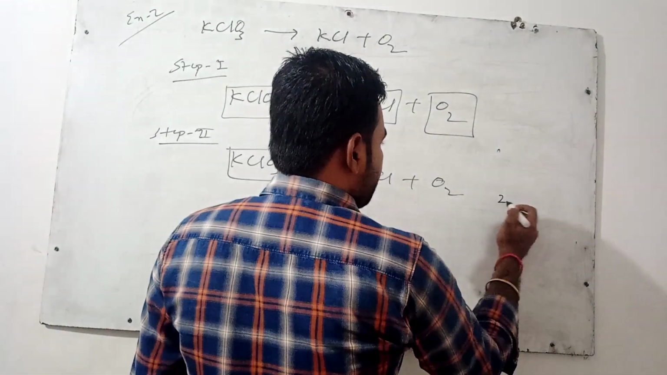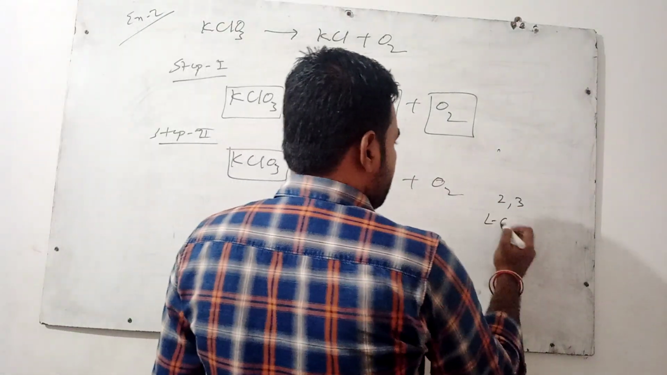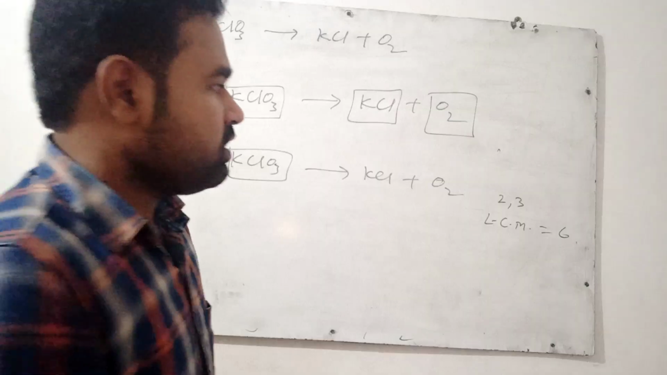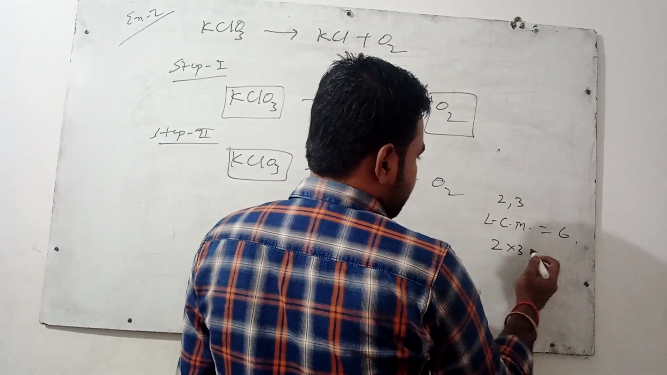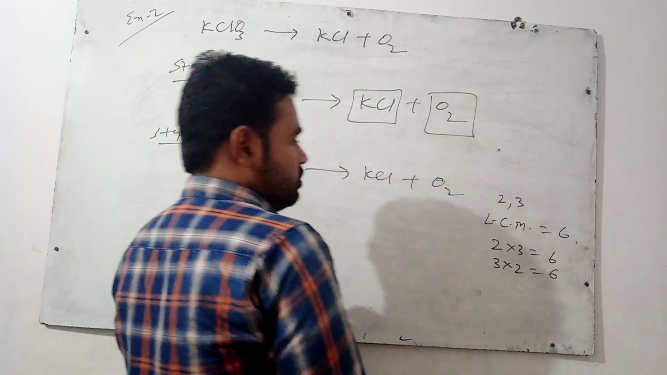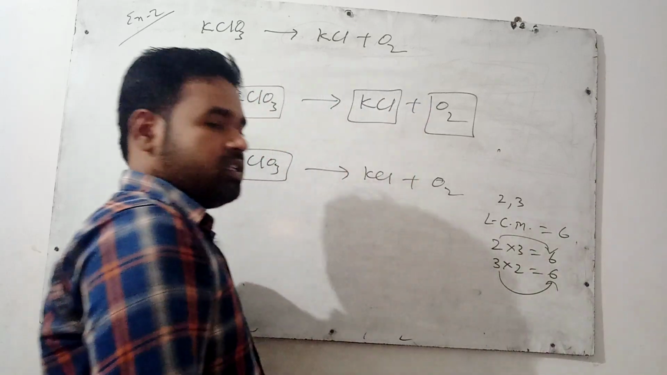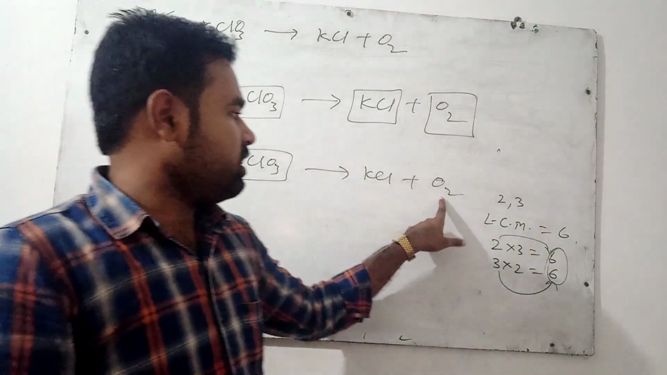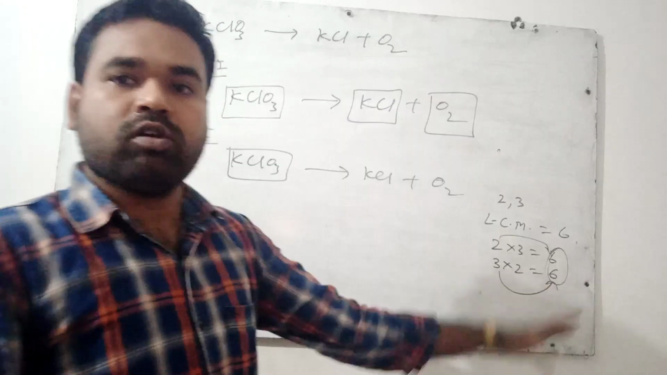So how to balance it? We have to find the LCM. What is the LCM of 2 and 3? It will be 6. So 2 will be multiplied by 3 and become 6, and 3 multiplied by 2 will become 6. Where 2 is there, it needs to become 6, and where 3 is there, it also needs to become 6. Then both will be balanced.